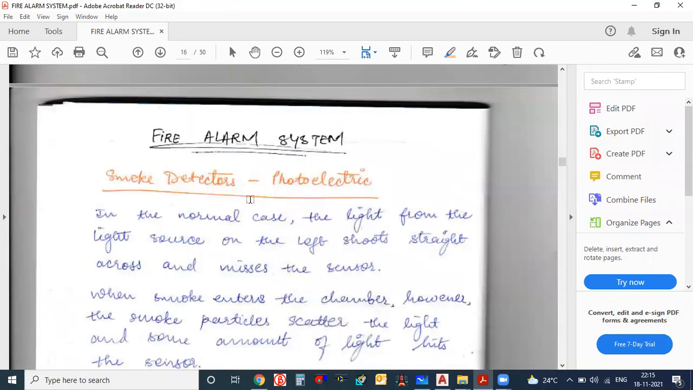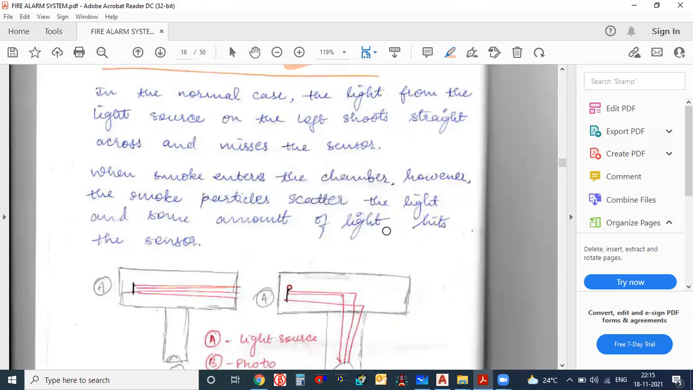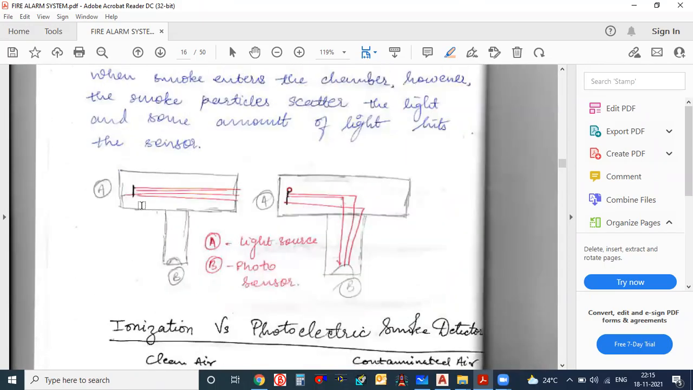And among smoke detectors, there is one more detector called the photoelectric detector. Suppose your building has more lights, because photoelectric deals with the light system. Here they have written: the light from the light source on the left shoots straight across and misses the sensor. When smoke enters the chamber, however, the smoke particles scatter the light. Here you can see this is the light source and B is the photo sensor. Whenever the light is passing here, the photo sensor picks up this light source.